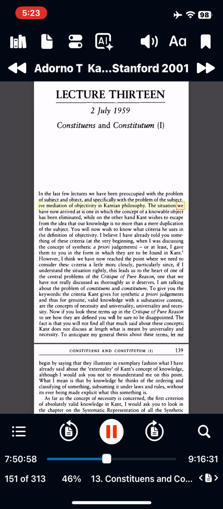The situation we have now arrived at is one in which the concept of a knowable object has been eliminated, while on the other hand Kant wishes to escape from the idea that our knowledge is no more than a mere duplication of the subject. You will now wish to know what criteria he uses in the definition of objectivity.